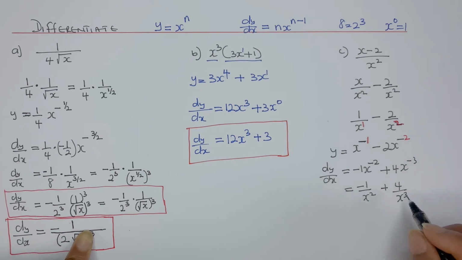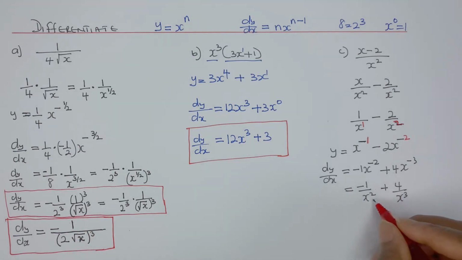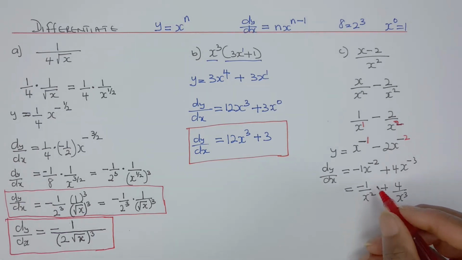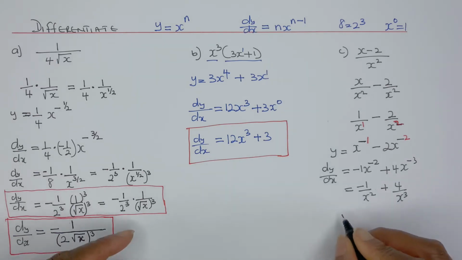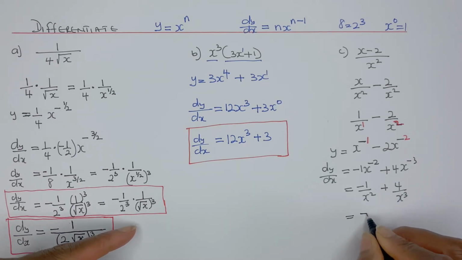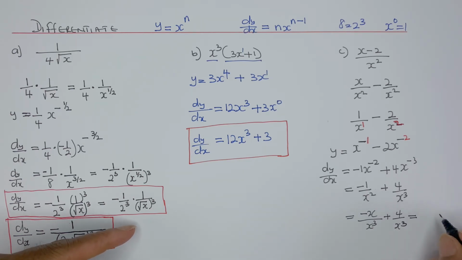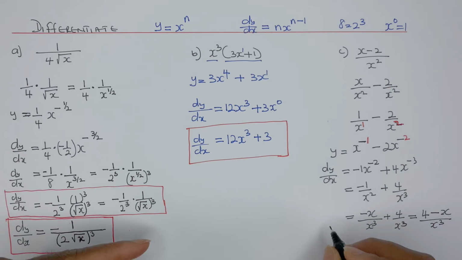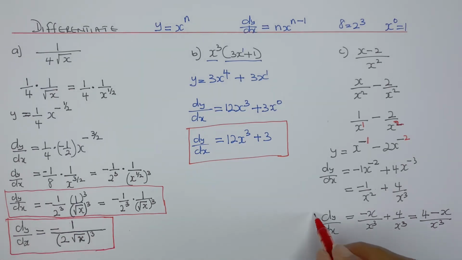That's the indices form. But if I multiply that by x, it will become x cubed. To make them the same denominator, I have to times that by x to make them look the same. So that will be minus x over x cubed plus 4 over x cubed. And that can be written as 4 minus x over x cubed. And that will be the dy/dx. So that's the final answer.